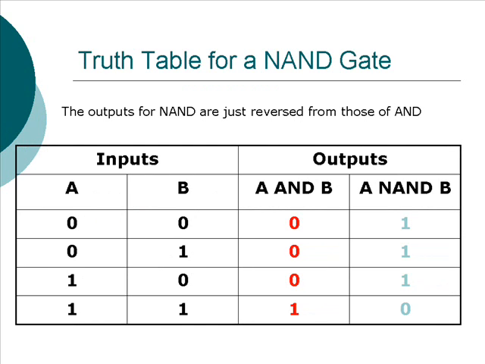Here we have a truth table that shows the outputs for a 2-input AND gate as well as a 2-input NAND gate. And you'll see in red there that every place there's a 0 in red, there is a 1 in blue. And every place there's a 1 in red, there's a 0 in blue. So the NAND just reverses the output of the AND gate.